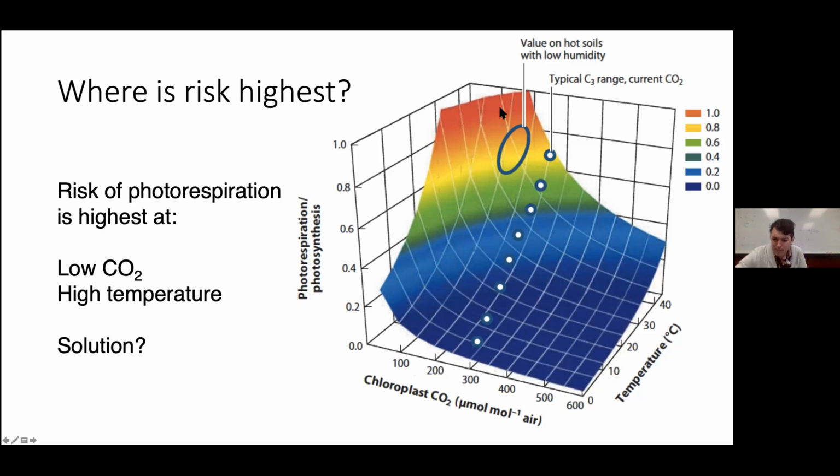So I'm not sure you got that incorrect. I might have asked it a little bit weird, because this is a ratio. But what we want you to know is that low CO2 concentrations and high temperatures in this back corner, that's where the risk of photorespiration is highest. Hot soils, low humidity.